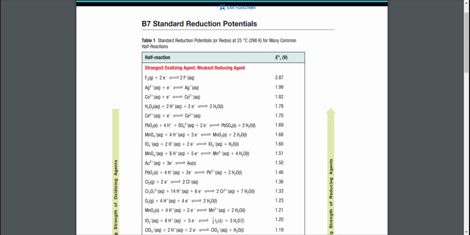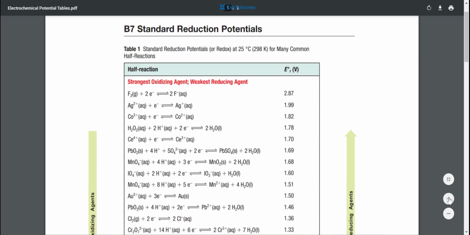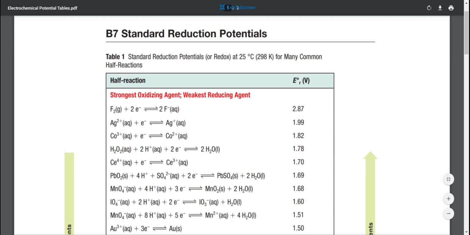What I have on the screen right now is a table of standard reduction potentials. I've posted this in Brightspace, and I've linked to it in the redox reaction lesson as well. This table shows the amount of energy produced or required in common reduction reactions. If you take a look at all of the forward reactions, we see that they all involve gaining electrons. So those are reduction reactions. If we reverse the reaction, those would all be oxidation reactions, the loss of electrons.